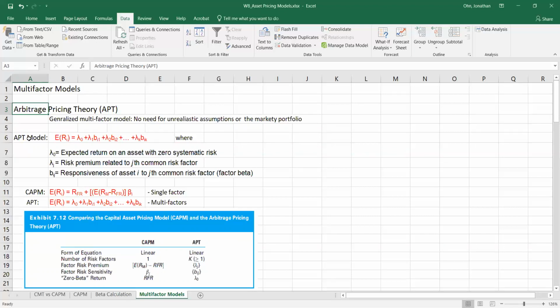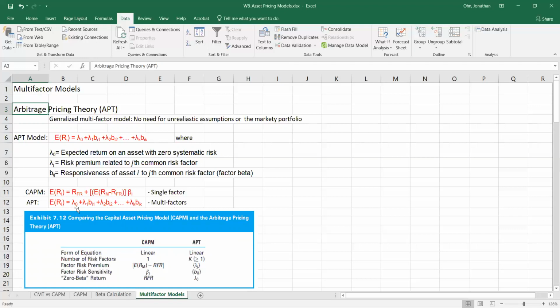So the general model is this way. It's similar to the CAPM model. If you look at this one here, the risk-free rate of return is similar to the zero-beta return there.